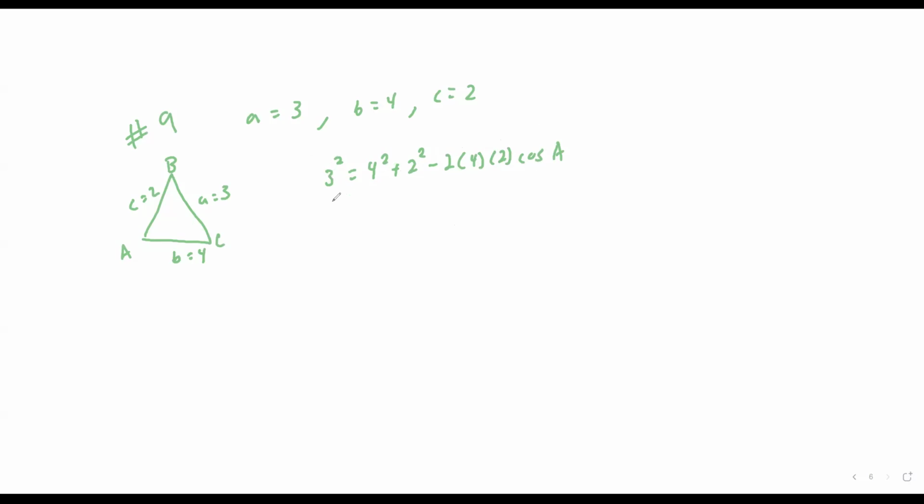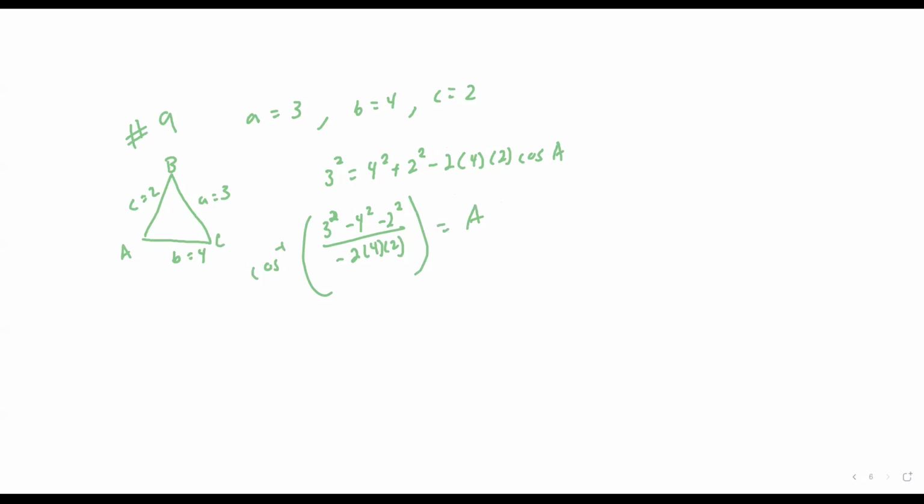So to get A by itself, I need 3 squared. I need to subtract the 4 squared. I need to subtract the 2 squared. And then I would divide by this negative 2 times 4 times 2. And then I'd be left with cosine of A. So then I would take that entire process and take the cosine inverse of it. And now I'll have angle A. So you can work them out individually or just type this entire thing into the calculator to get the answer without messing up.